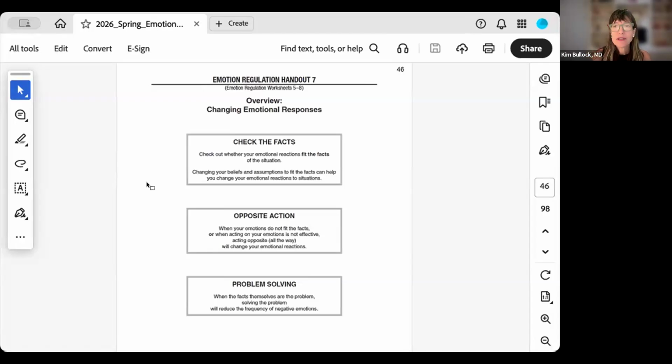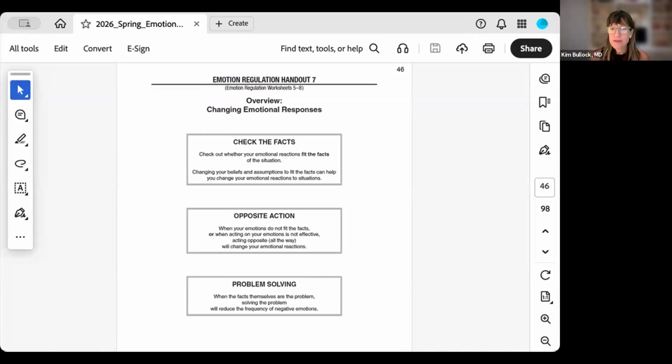We are moving on from understanding and naming emotions to actually trying to use skills to change our emotional responses. This is going to involve three different skills that we'll be covering in the next few weeks. Really, the point is to change unwanted emotions. We must first do a few things.